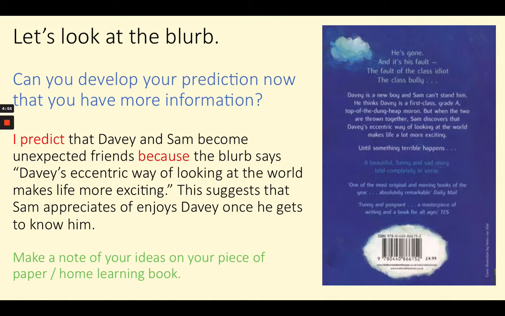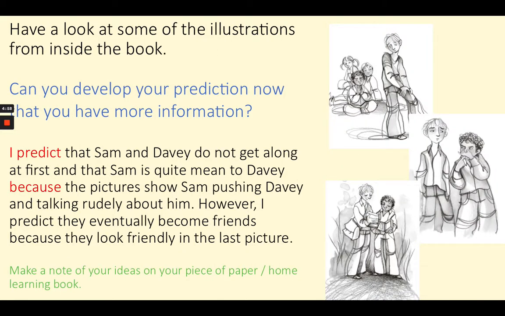Well done. Awesome predictions. Now, I've clipped out some images from the book. Take 5 seconds to look at these images and think about what you think might happen in the book. Well done. I see 2 boys in every picture. One of them looks like they're being quite unkind. The other one looks sad or upset in a few of the pictures.